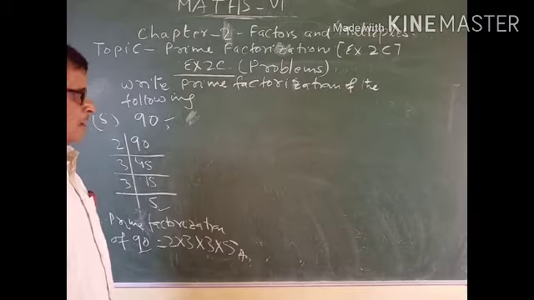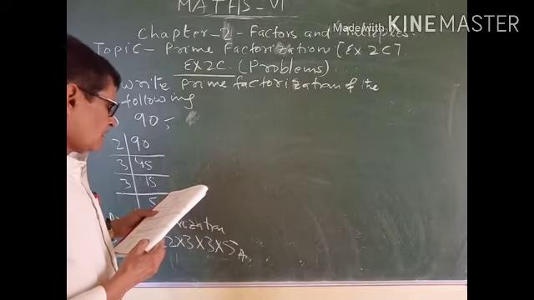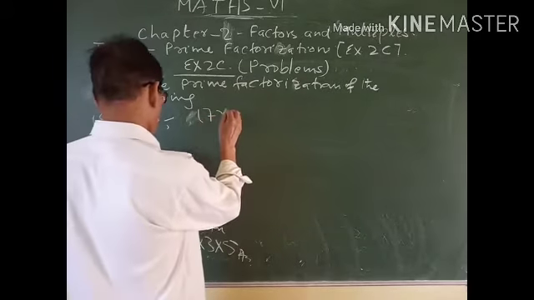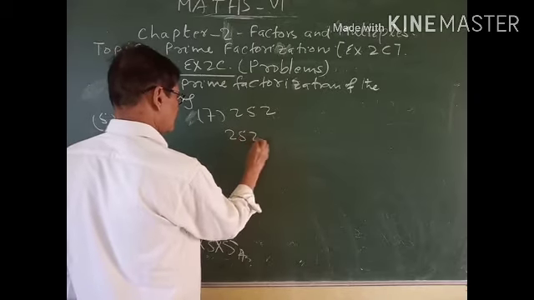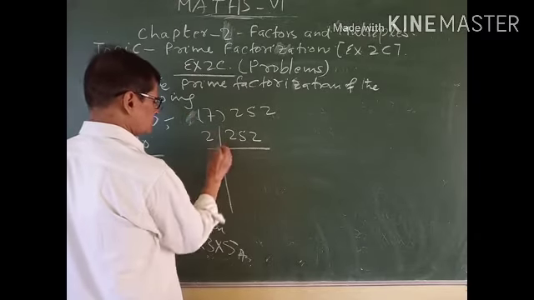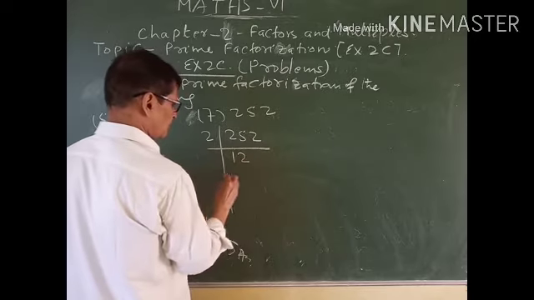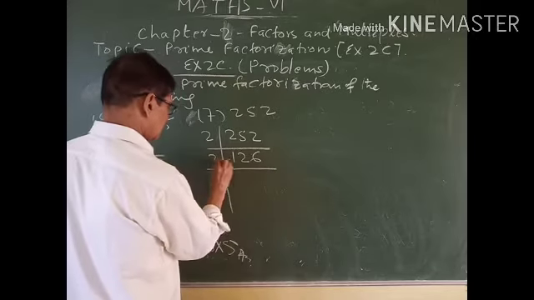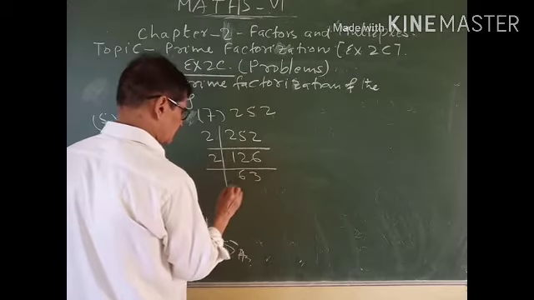Now come to the next question, 7. Look, 252. This is divisible by 2. So first try by 2. 2 ones are 2, 2 twos are 4, 2 sixes are 12. Again it is divisible by 2. 2 sixes are 12, 2 threes are 6.